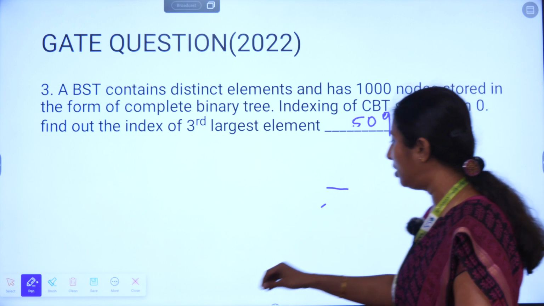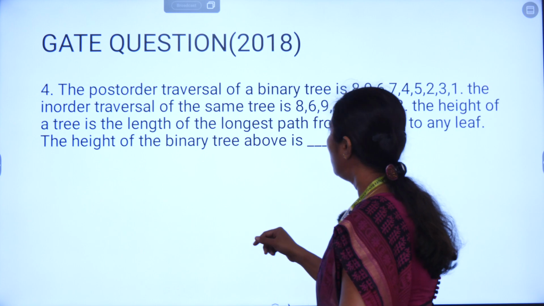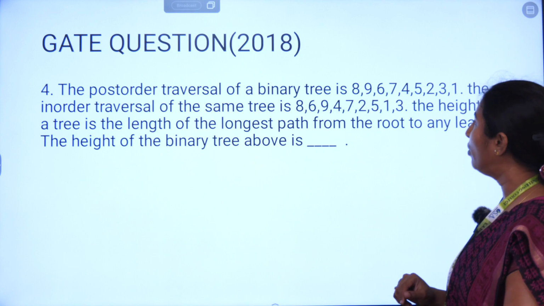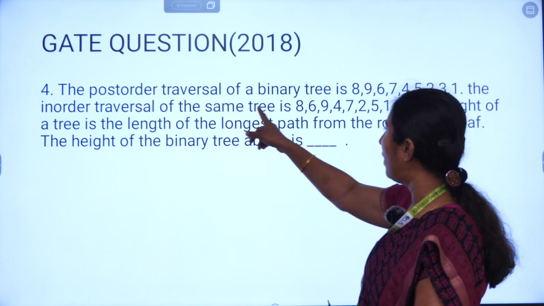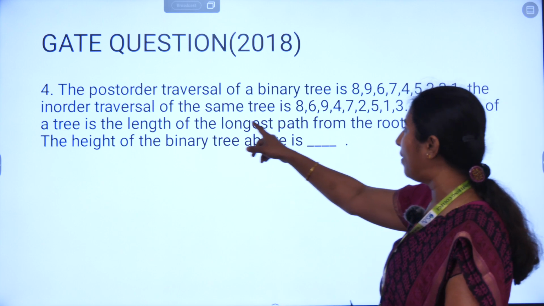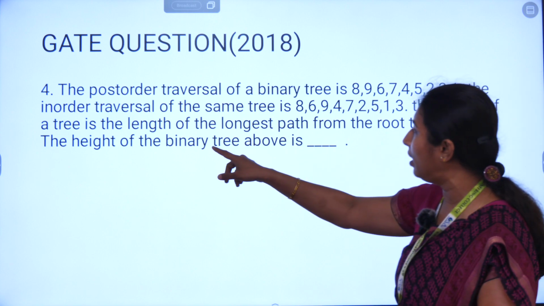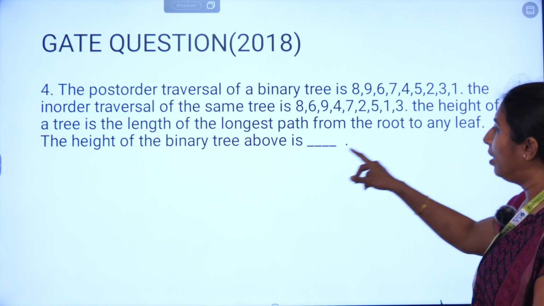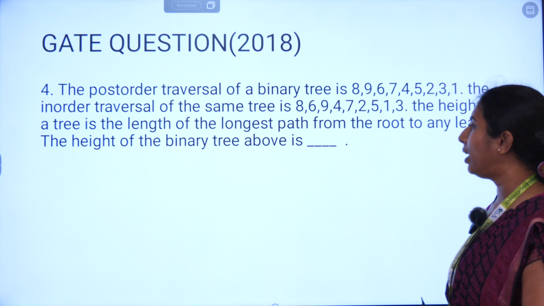So the next question we are going to have over here is about the traversal. For the traversal of the elements which is given, the question gives the post order traversal of the binary tree, and the in order traversal of the same tree. Now the question they have asked is: the height of the tree is the length of the longest path from the root to any leaf. They are asking us to find the height of the binary tree for the above tree.